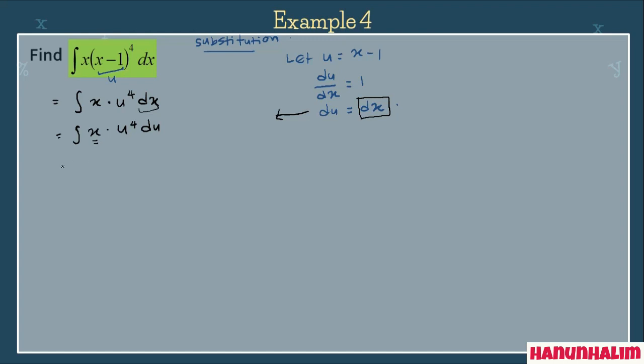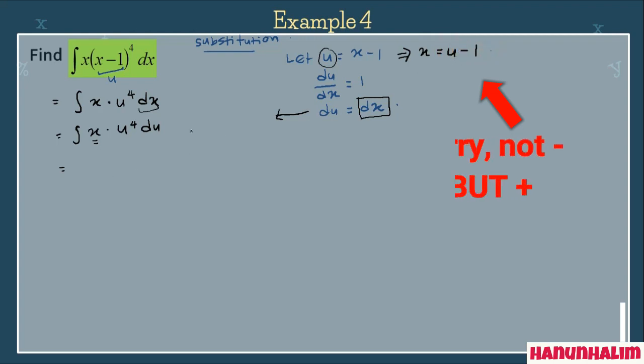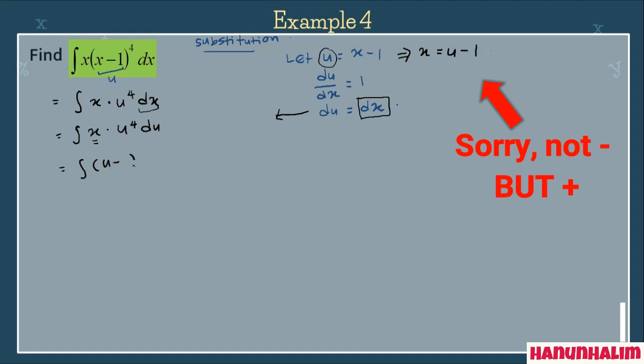Okay, so macam mana kita nak ganti x? Kita akan ambil daripada kita punya u. So u equal to x minus 1. That means our x is equal to u minus 1. So now kita gantikan u minus 1 ni dekat kita punya x. Jadi kita akan dapat u minus 1 times u to the power of 4 du.